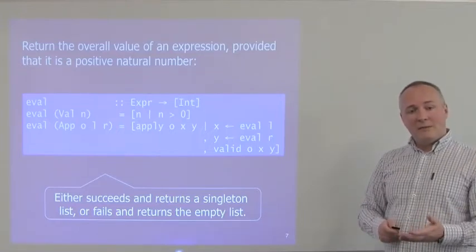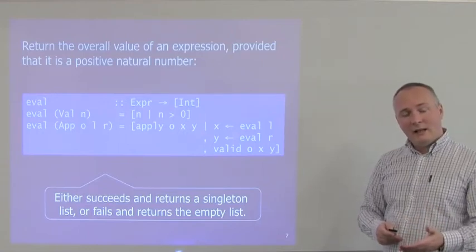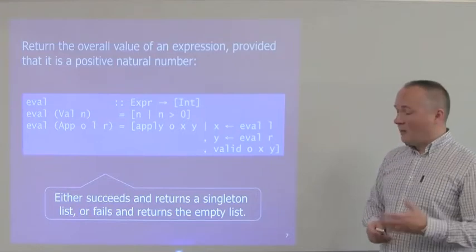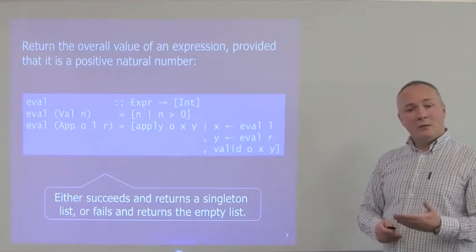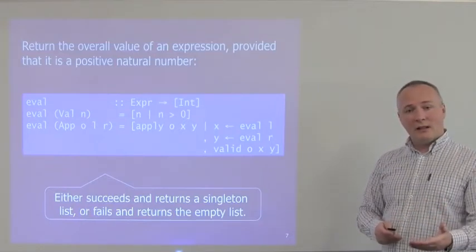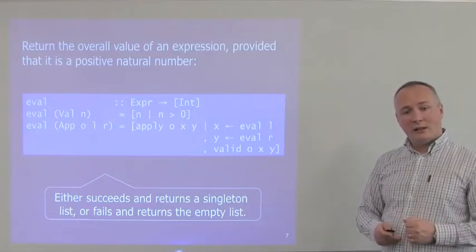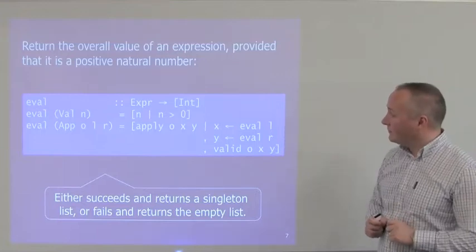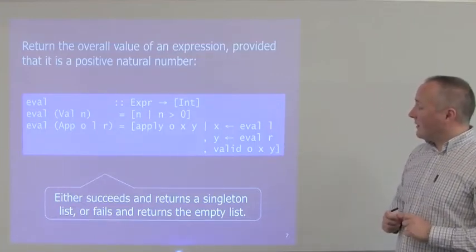And the way we're representing failure here is the same way that it was done in the lecture on parsing. You can remember back to the parsing lecture, parsers can fail. If they fail, we return an empty list of results. If they succeed, we return a list of results with one thing in the list. And we're doing exactly the same thing here. So how does our function work?